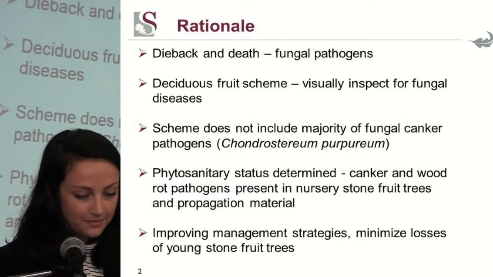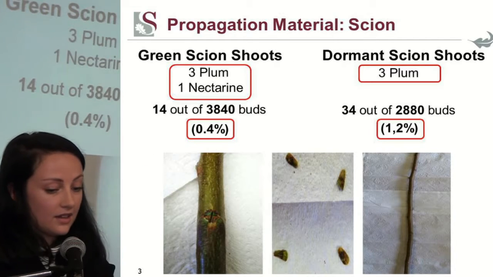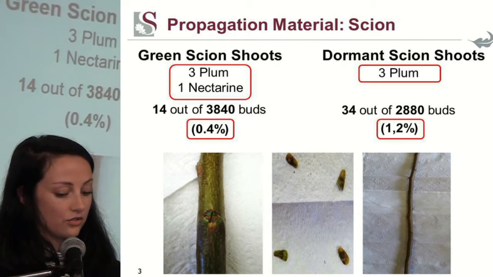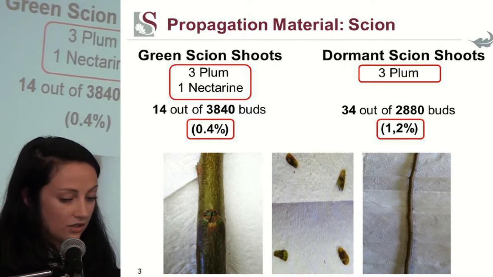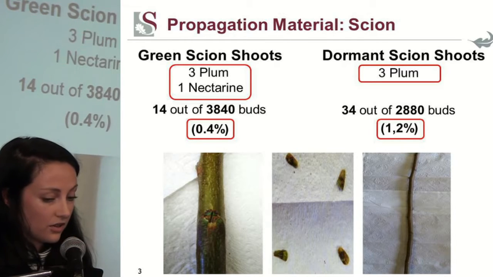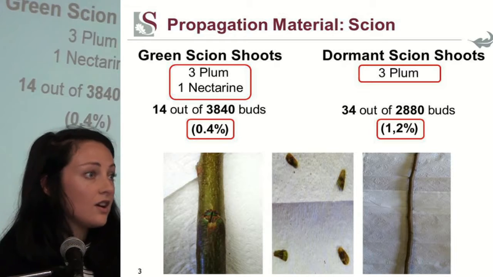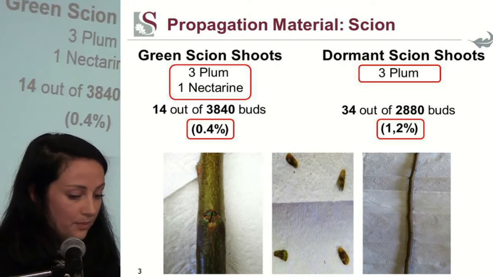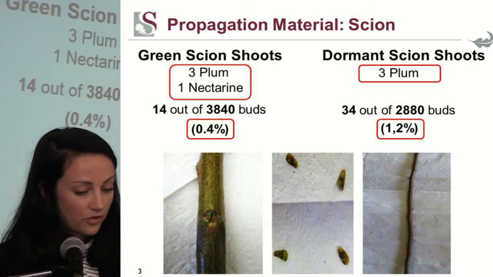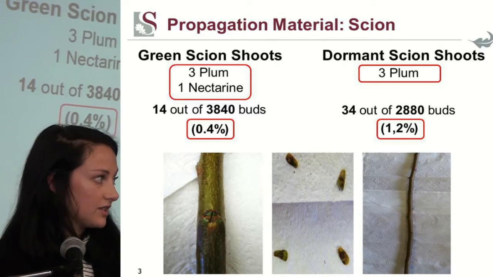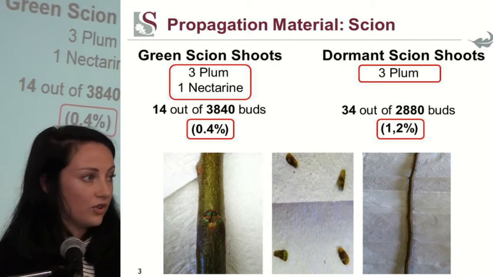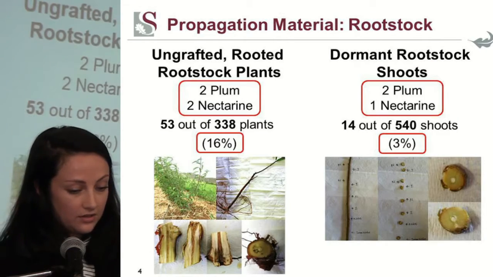When we look at the scion propagation material, for the green scion shoots, we use 3 plum and 1 nectarine cultivar, and for the dormant shoots, we use only 3 plum cultivars. The 1 nectarine cultivar, we only use green material for. Out of the total number of buds, 0.4% were infected for the green scion shoots and 1.2% for the dormant scion shoots, which is more than double when compared to the green material.